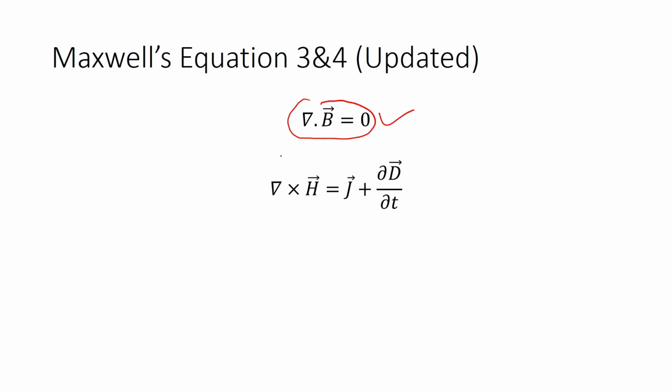So the updated Maxwell's equations for magnetic fields are: the divergence of B̄ is equal to 0. There is no change in this. This is kept the same. But the change is in the curl of the magnetic field intensity, which is no longer J̄. It is equal to J̄ plus ∂D̄/∂t. These are the updated Maxwell's equations in the case of magnetic fields.